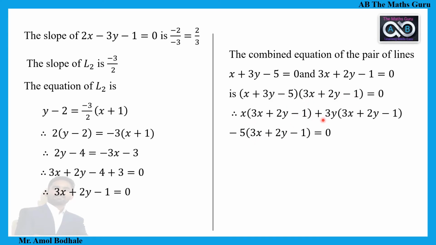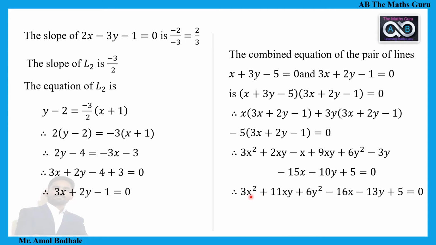By simplifying this, we will get 3x square plus 2xy minus x plus 9xy plus 6y square minus 3y minus 15x minus 10y plus 5 equal to 0. Further simplifying this, we get 3x square plus 11xy plus 6y square minus 16x minus 13y plus 5 equal to 0. So this is the required combined equation.